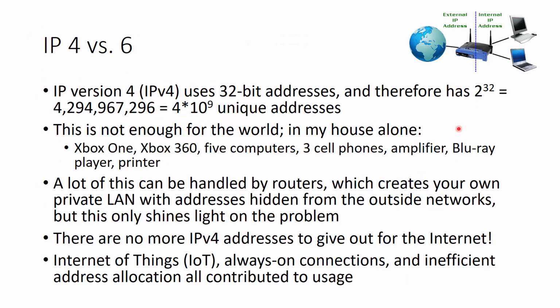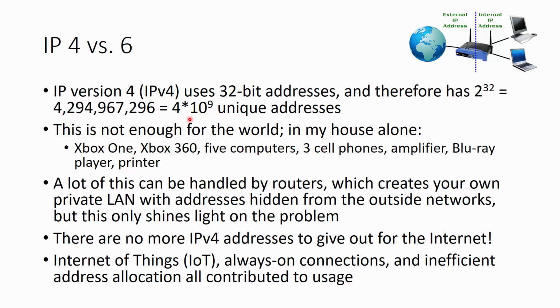Let's talk about the difference between IPv4 versus IP version 6. So IP version 4 uses 32-bit addresses and therefore has 2 to the 32nd unique addresses. That's about 4 times 10 to the ninth, about 4.2 billion addresses. That sounds like a lot of addresses, and it is. The problem is that it's not enough for the world.